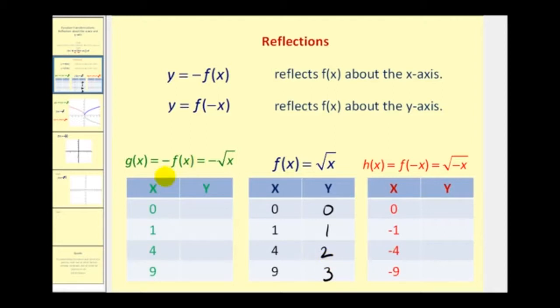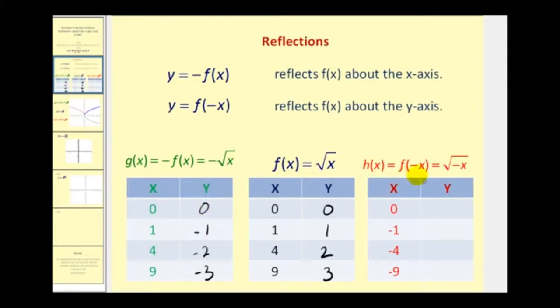Now let's compare this to g of x, which equals negative f of x, which equals negative square root x. So the square root of x would still be the same each time, but now we would take the opposite of that. So we would have 0, negative 1, negative 2, and negative 3. And notice that if you change the sign of the y coordinates, this would reflect the graph across the x-axis.